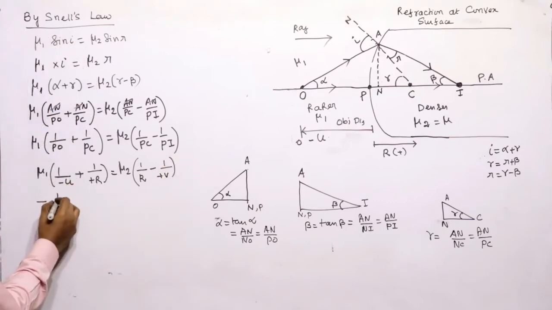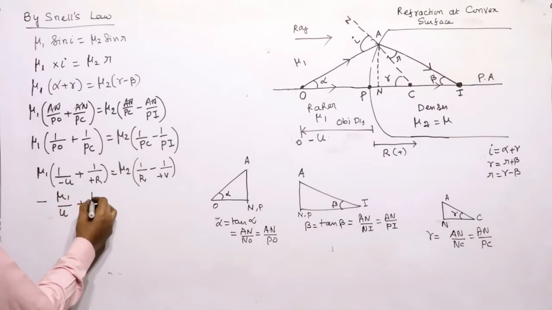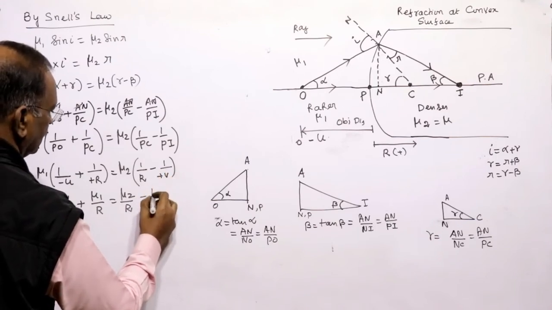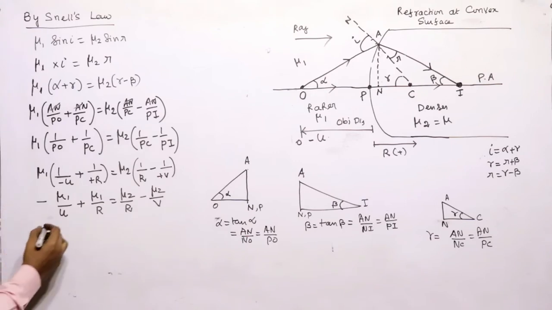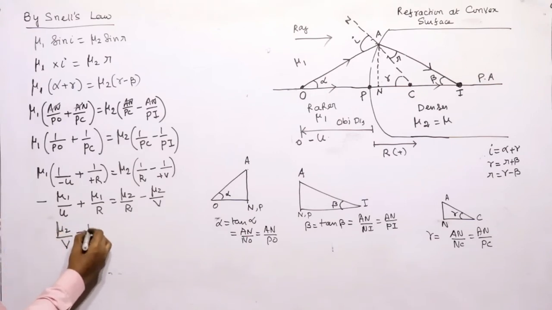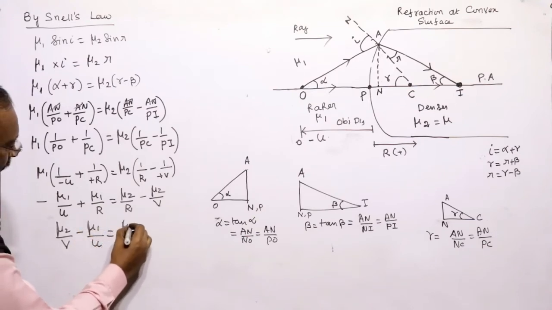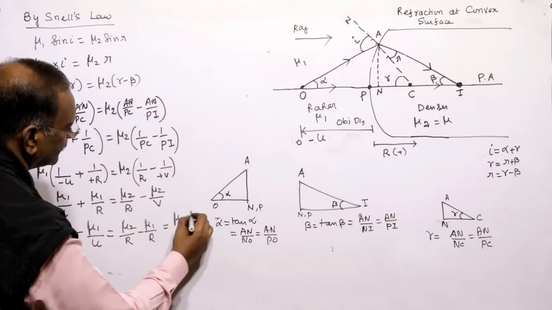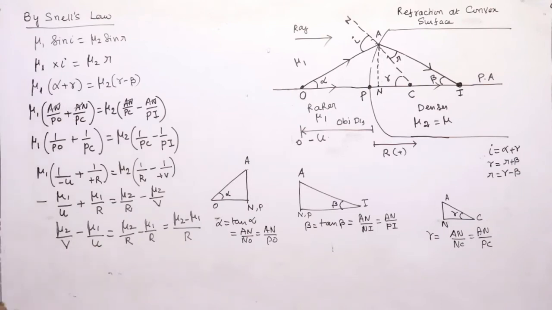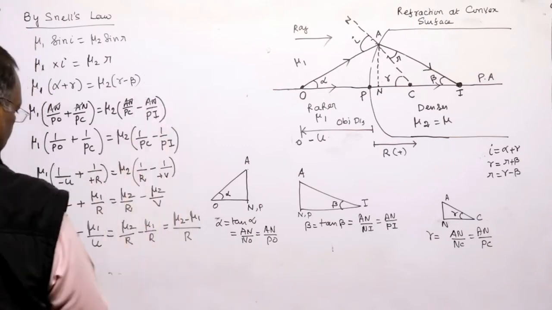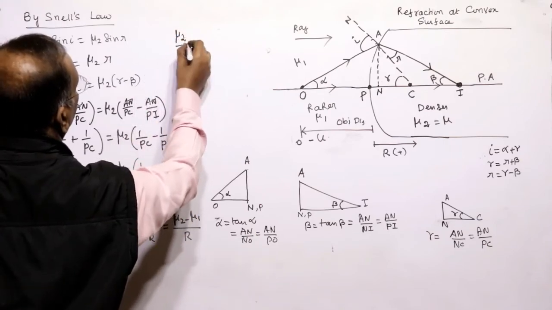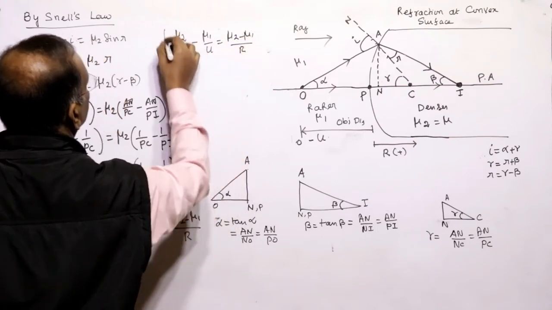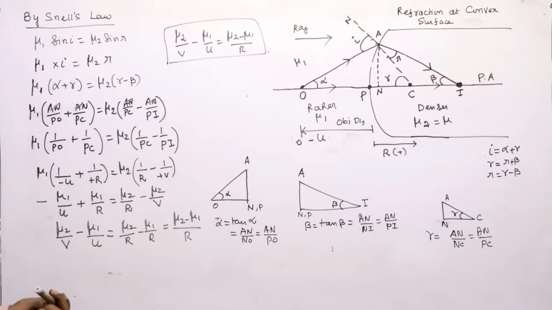So taking it inside, minus mu1 by U plus mu1 by R is equal to mu2 by R minus mu2 by V. Taking mu2 by V this side, mu2 by V minus mu1 by U is equal to mu2 by R minus mu1 by R, which we can write as mu2 minus mu1 by R. So mu2 by V minus mu1 by U is equal to mu2 minus mu1 by R. This is the expression for refraction at the spherical convex surface.